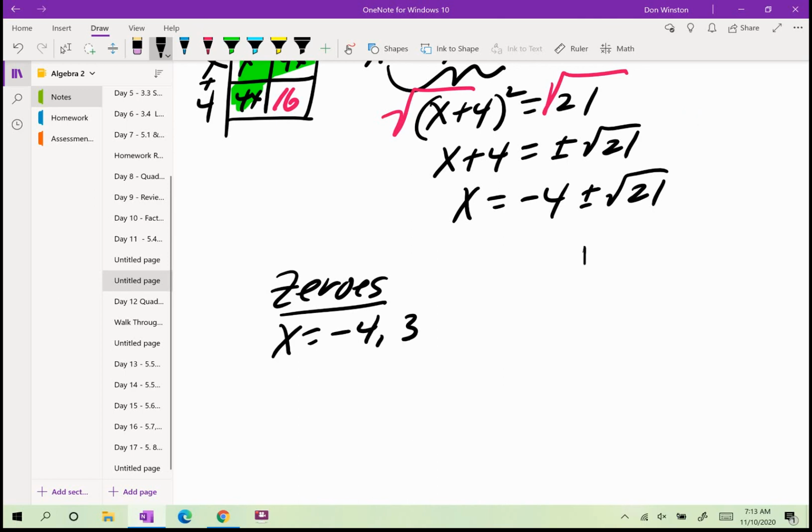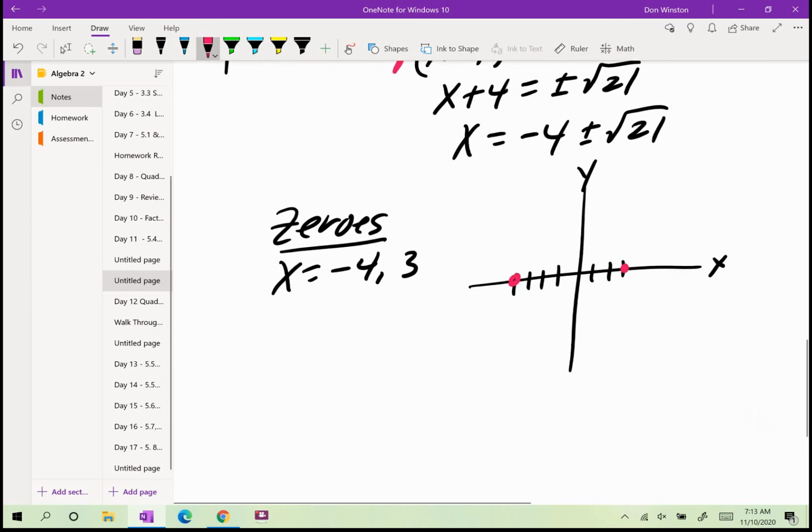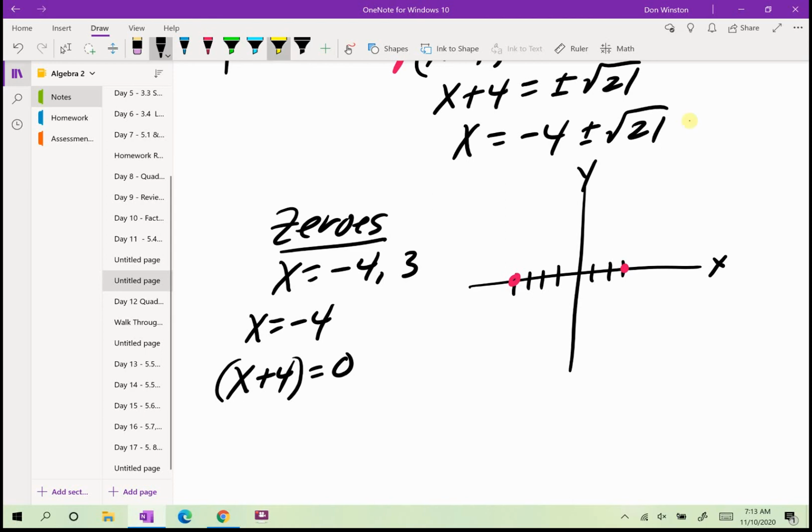In other words, if I have a quadratic, and I don't know what it looks like, but all I know is that it will cross the x-axis at negative 4 and 3. So those would be my zeros. Well, it's easy to write a polynomial that has zeros of negative 4 and 3. We kind of reverse the process. So if x is equal to negative 4, if I add 4 to both sides, I would have x plus 4 equals 0. And so x plus 4 would be one factor.